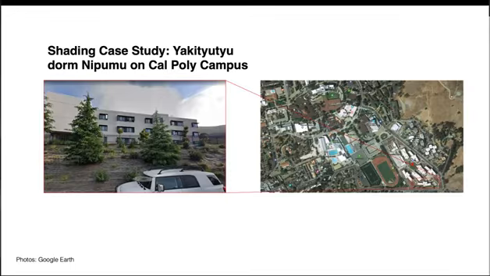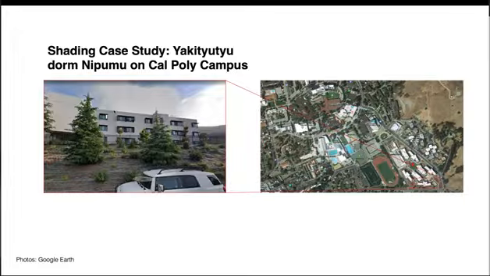We're going to be looking at the Yakitutu dorm Nipumu on the south side of the Cal Poly San Luis Obispo campus. This building is oriented so that it has a long elevation facing south, right here, facing south towards the equator. And we want to create a new solar shading system for this south elevation, shown here.